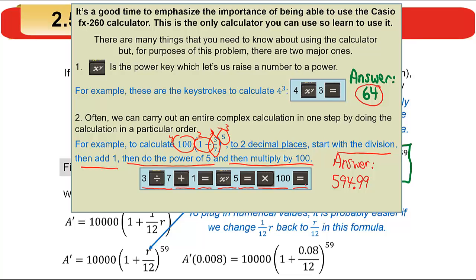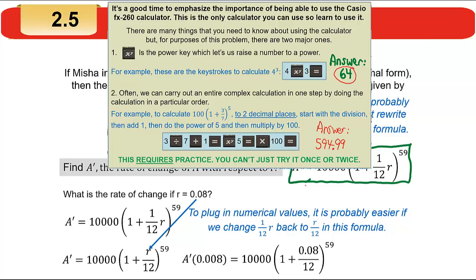Please pause everything right now and do that calculation yourself, and do it 2 or 3 times, and make sure you can reliably get the answer, 594.99. If you can't, you need to address that problem right away, because you're going to see lots of cases where you need to do these types of calculations. Practice, practice, practice. Once or twice is not enough. Anyway, back to the problem we're trying to solve.